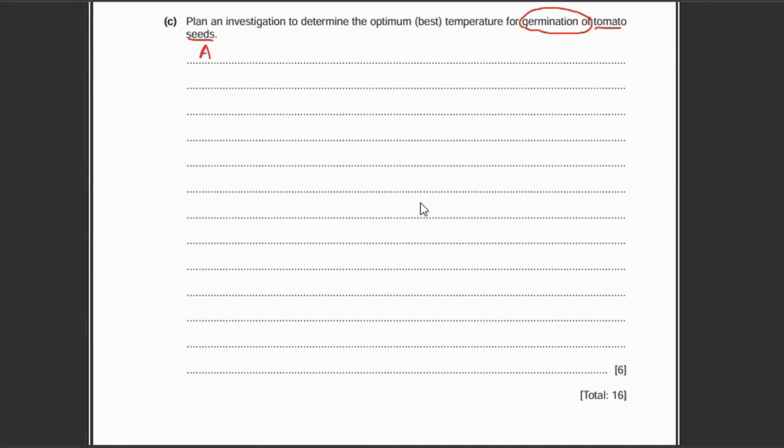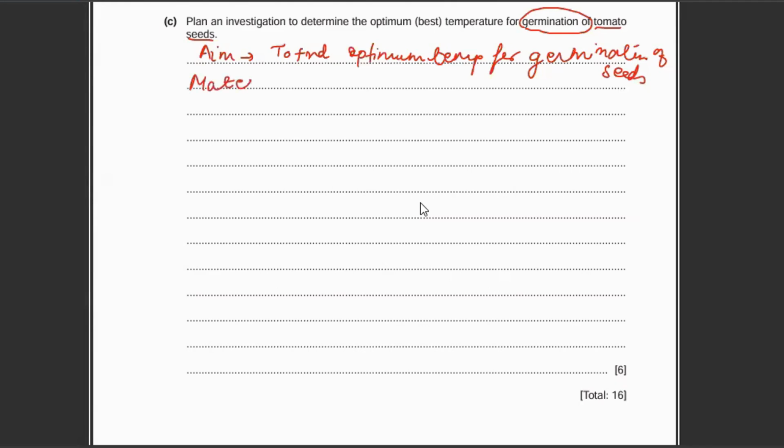You very well know that you start in a sequential manner by writing the aim. The aim is to find the optimum temperature for germination of seeds. Okay. After you have written this, and mind you, your words should not exceed the lines. Try to fit in over there. And the materials or the apparatus required.